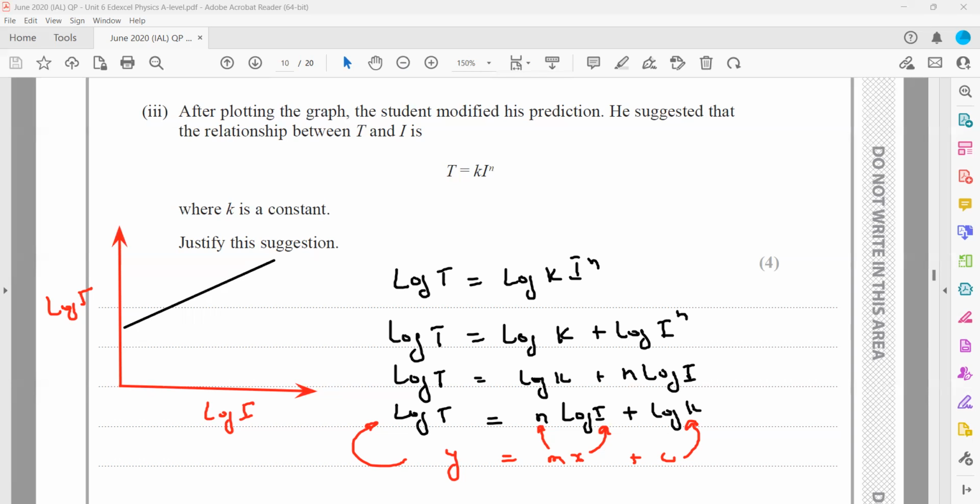Is it clear, this one? So usually the log equations are there, which you have to use.